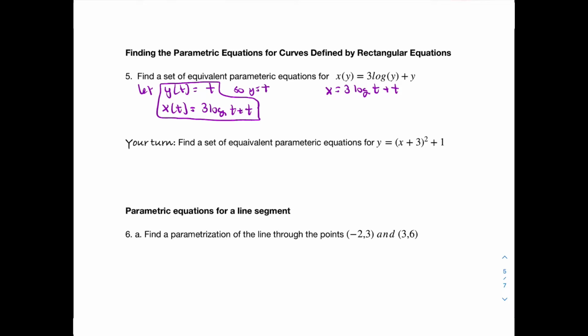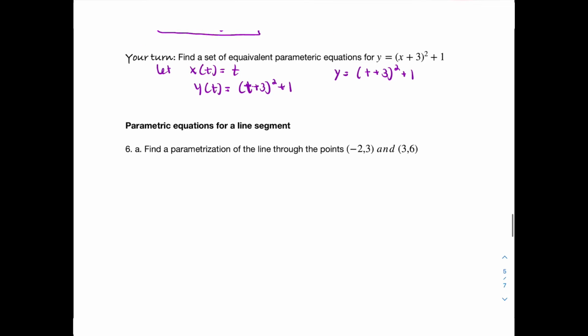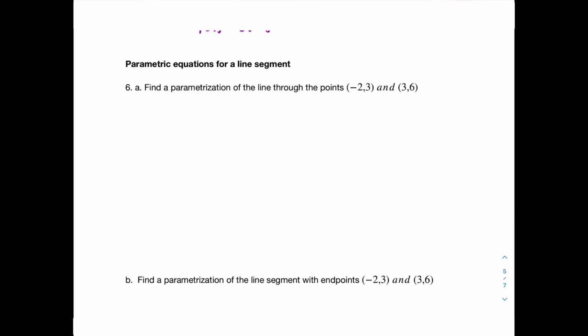The question is, is it going to be y of t equal to t, or x of t equal to t? In the previous equation, because it was x as a function of y, and y was the variable inside my equation, it made sense to make my y of t equation equal to t. Here, since y is equal to a function of x, I pick x of t equal to t. So I'm going to go to this equation for y and replace every x with t. Now y is a function of time, and I get that y of t is equal to (t plus 3) squared plus 1, and x of t is equal to t. That is my parametric equation. It's that easy.